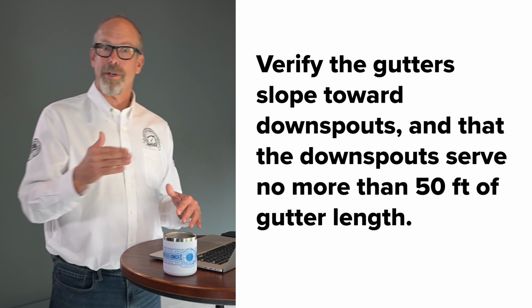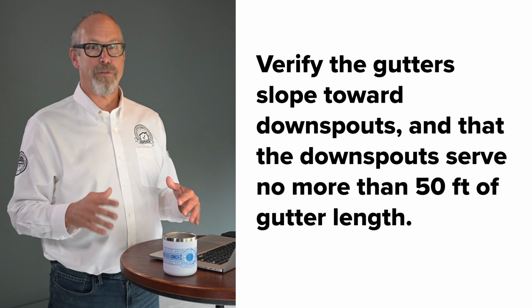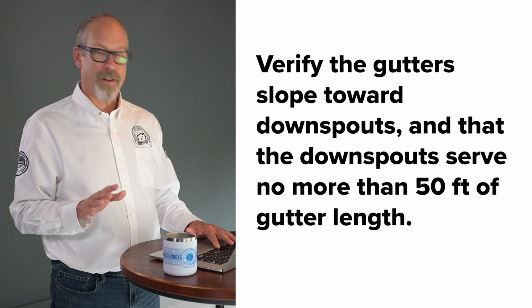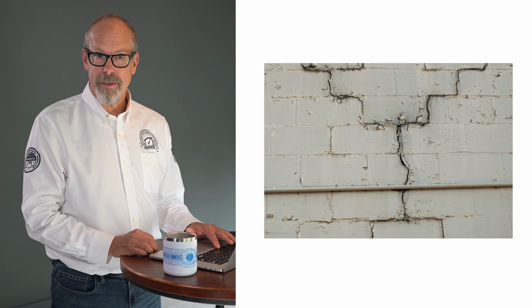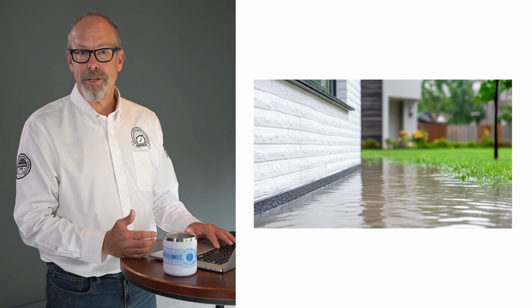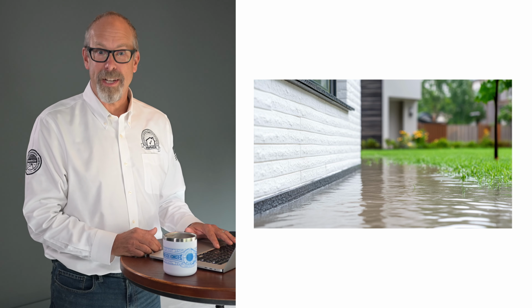During home inspections, you want to verify the gutters slope toward downspouts and the downspouts serve no more than 50 feet of gutter length. It's a good rule of thumb. And downspouts, well, they're sized appropriately. It's not too small. And look for signs of overflow, foundation settlement, cracking, water damage that could indicate inadequate drainage capacity or poor discharge management.